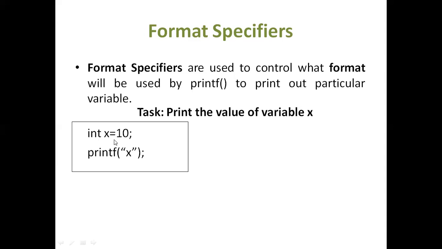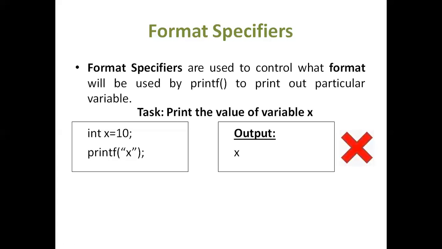Now we want to print the value of x. And you can see the printf statement is written as printf x. Now when you write this, the output will be that the letter x will be printed, the value of x will not be printed. This means that this printf statement is not right. Okay, this is wrong because we want to print the value of the variable.